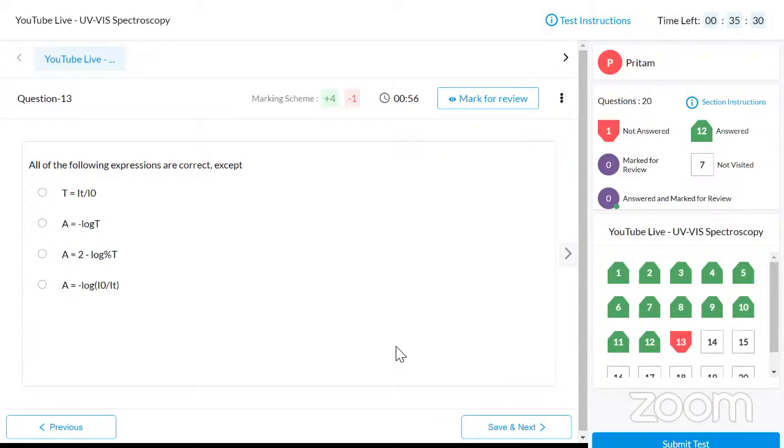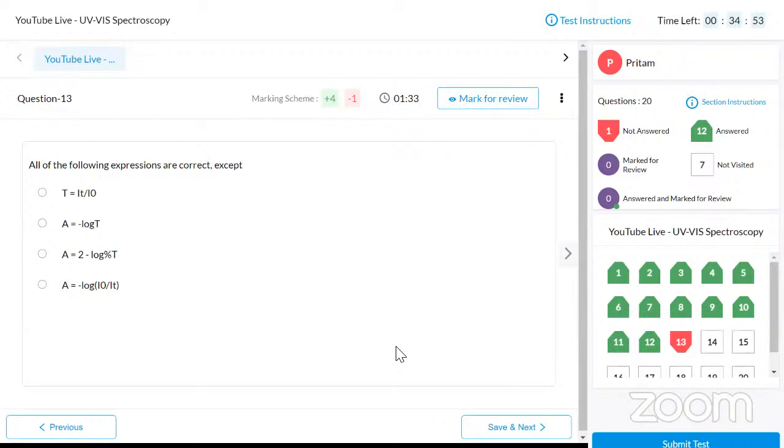So option A is the correct expression. Option B, A equals minus log T, is also correct based on the Beer-Lambert law. So this expression is also correct. Option C, absorbance equals 2 minus log percent T, is also correct. And we have also calculated the percent transmittance using this formula, if you remember our very first MCQ. Now the option which remains is option D, which is A equals minus log of the intensity of incident light divided by the intensity of transmitted light.